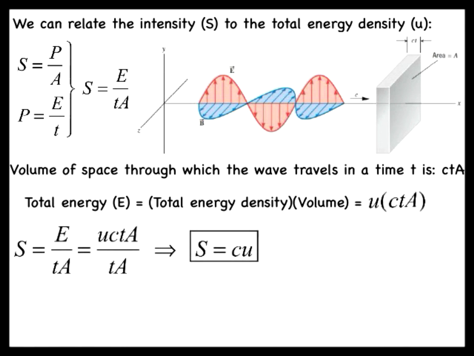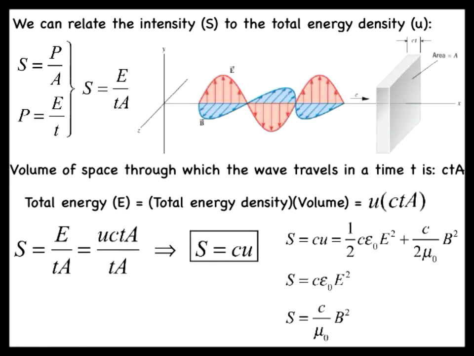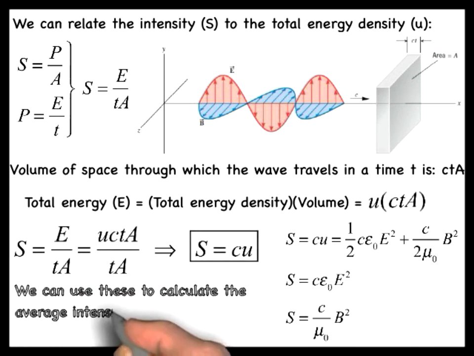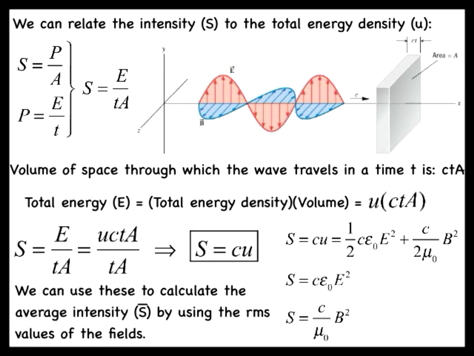We can substitute this result into the total energy density equations we derived earlier to obtain the following. This allows us to calculate the intensity of electromagnetic waves using both fields, or just E or B. Again, these relationships will calculate the intensity of an electromagnetic wave at some instant in time. If instead we use the RMS values for the fields, then we will calculate the average intensity.